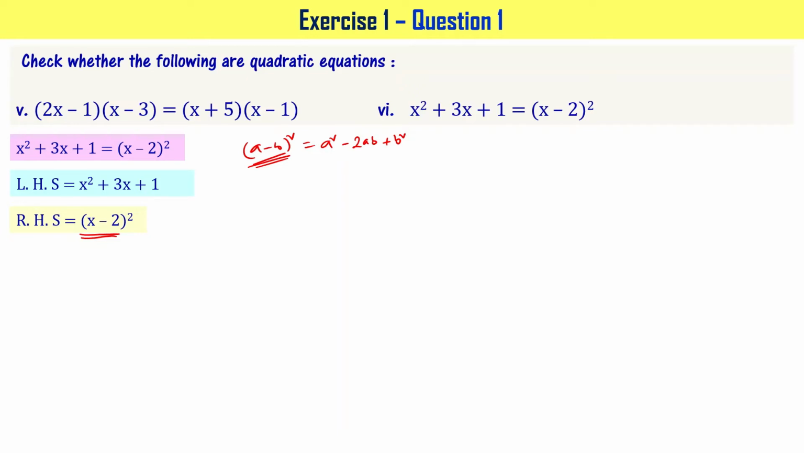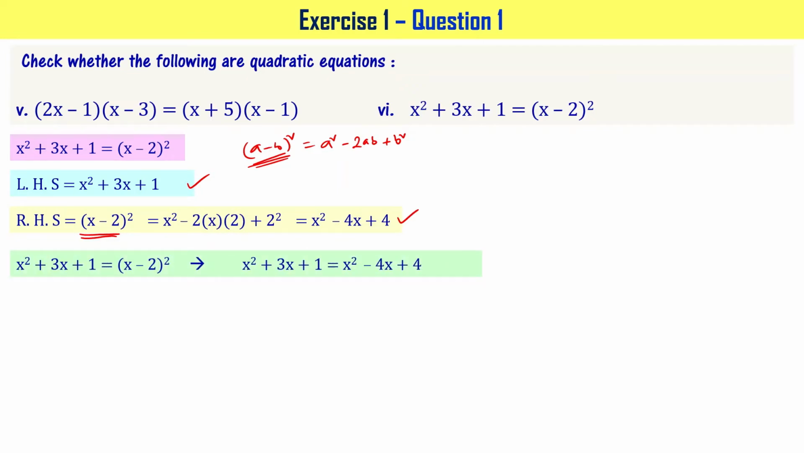So we can use a minus b whole square formula such that I can write x minus 2 whole square as x square minus 2 times x times 2 plus 2 square. That can be simplified and written as x square minus 4x plus 4, right? Now we have LHS and RHS in their expanded form. Let's equate them such that I'll have the equation as x square plus 3x plus 1 equal to x square minus 4x plus 4, right?